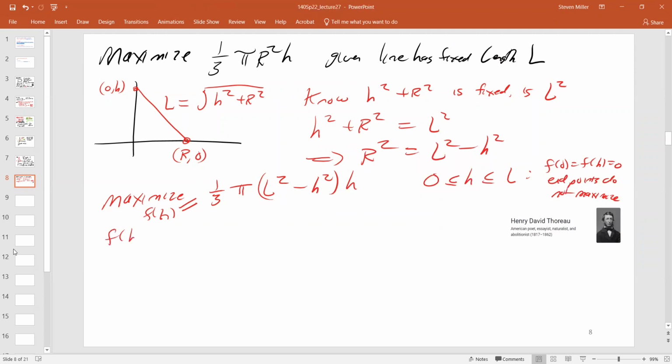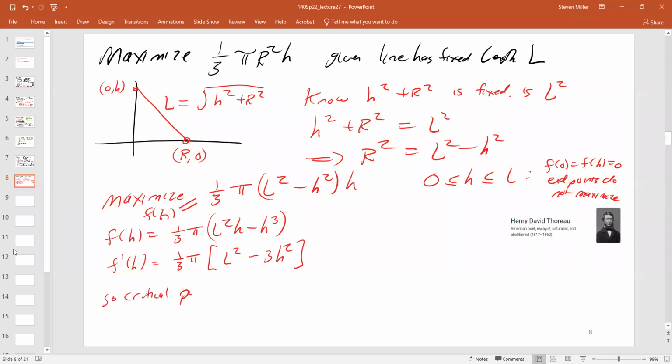As we get, f of h is 1/3 pi times l squared h minus h cubed. Really, I should define my function without the 1/3 pi, because if I can maximize l squared minus h squared times h, I've maximized 1/3 pi times that, but we'll just keep it. So f prime of h is going to be 1/3 pi times the derivative of l squared h, which is just l squared, and then minus 3h squared. So the critical point has 3h squared equals l squared. So h is equal to l over square root of 3.